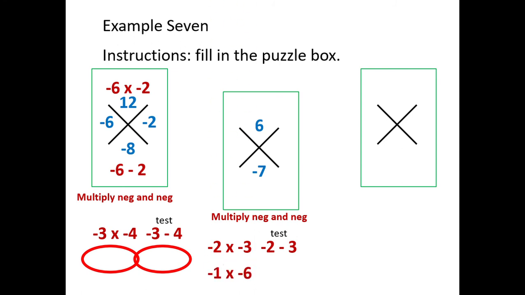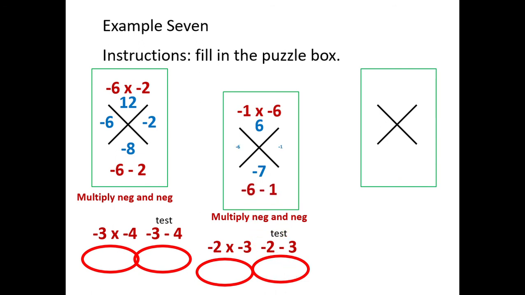We'll do a negative 1 and a negative 6. So negative times negative is positive, 6 on the top. And when you add them together, a negative and a negative gives you a bigger negative, and it is in fact a negative 7. So we have a winner. And our two numbers are a negative 6 and a negative 1.